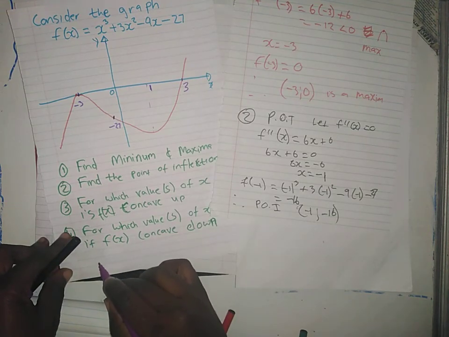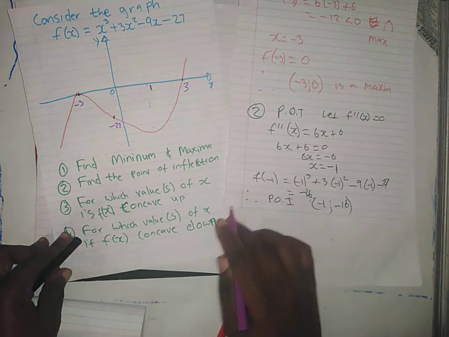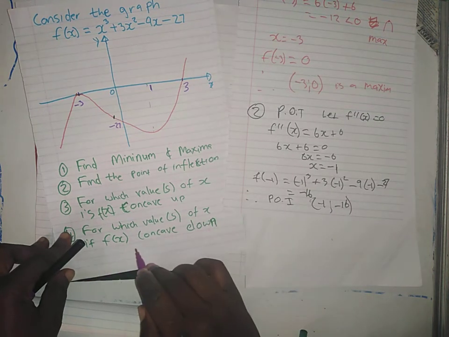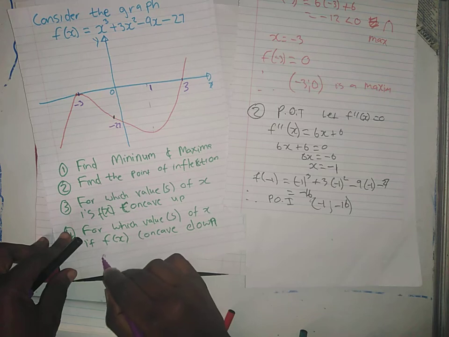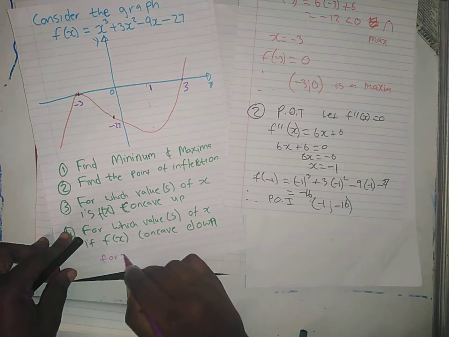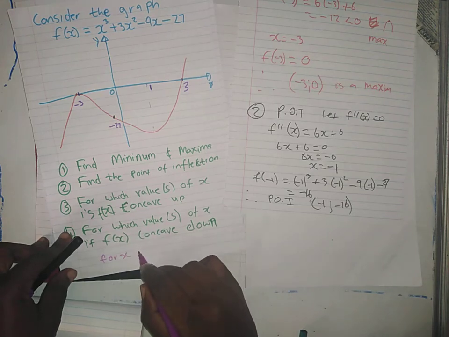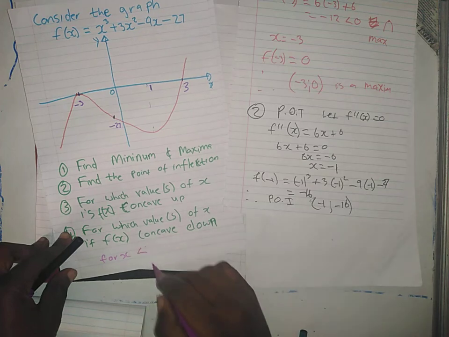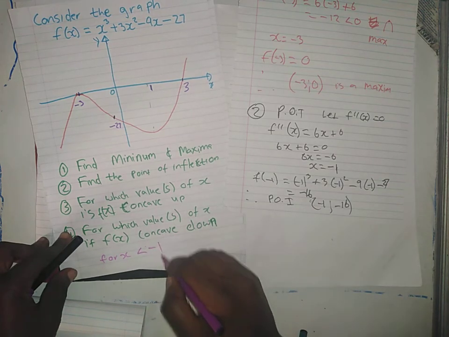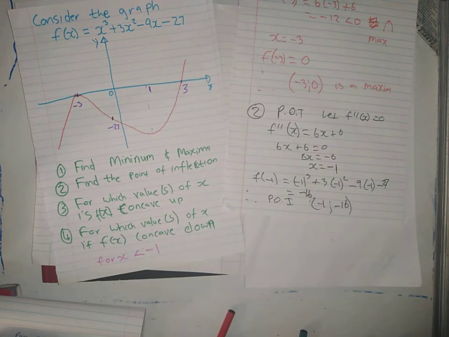And then so for which values of x is f at x concave down, you tell it for x that is less than minus 1, and then you are done. So ladies and gentlemen, personalities, that is the issue about the second derivative.